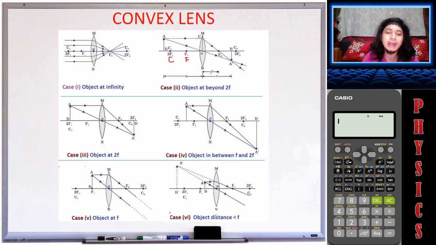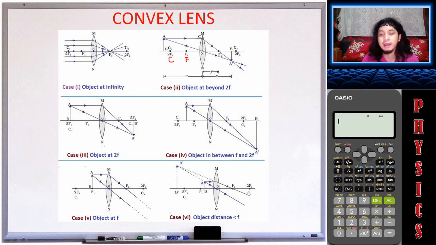Bakit po? Kasi yung mga light rays niya, hindi naman magi-intersect. Pag hindi nag-intersect, parallel light rays, wala pong mabubuong image. Okay? So, tingnan nyo, pag sobrang layo, walang nabubuong image. Pero pag nilapit mo yung lens, tapos yung object mo ay nasa focus, hindi rin po yan magkakameron ng image. Hindi mo rin yan makikita. Okay?